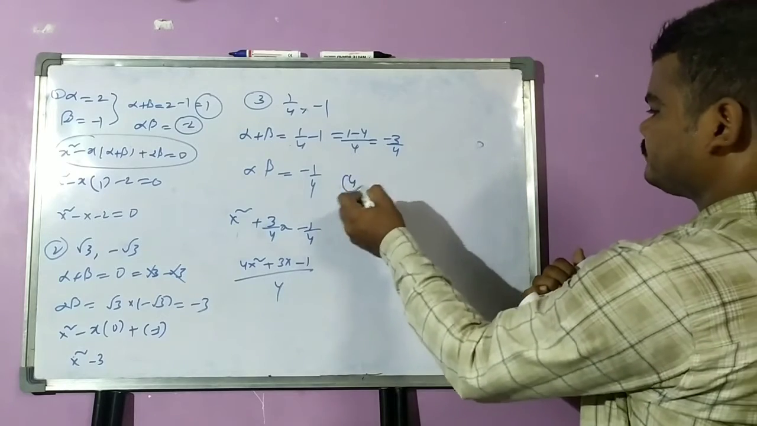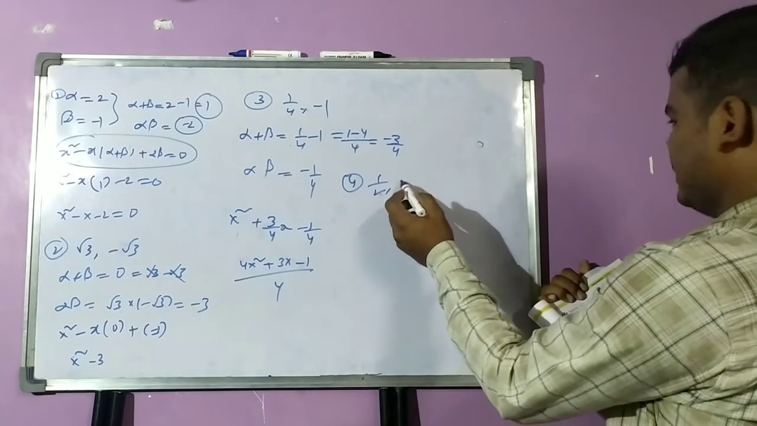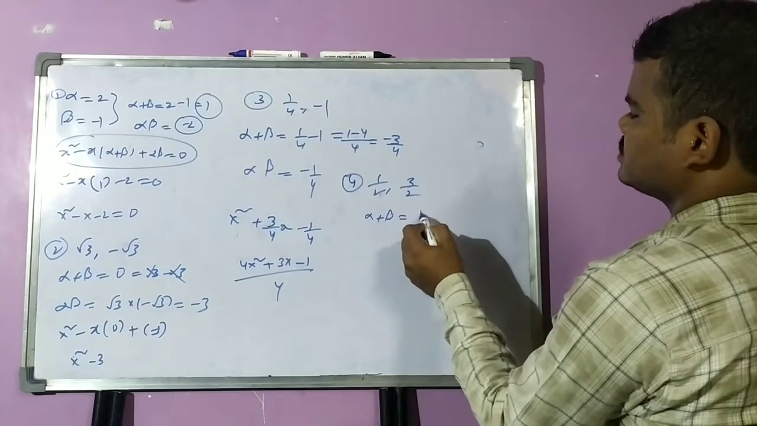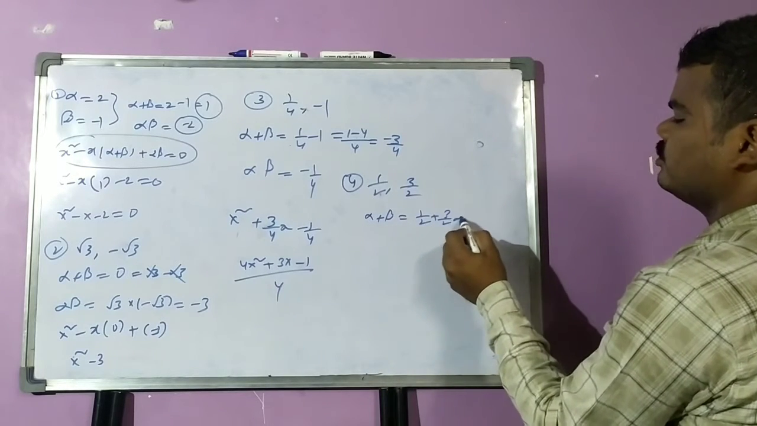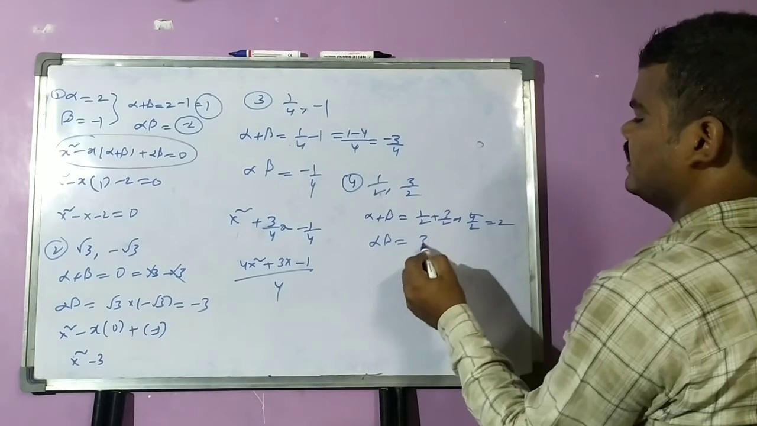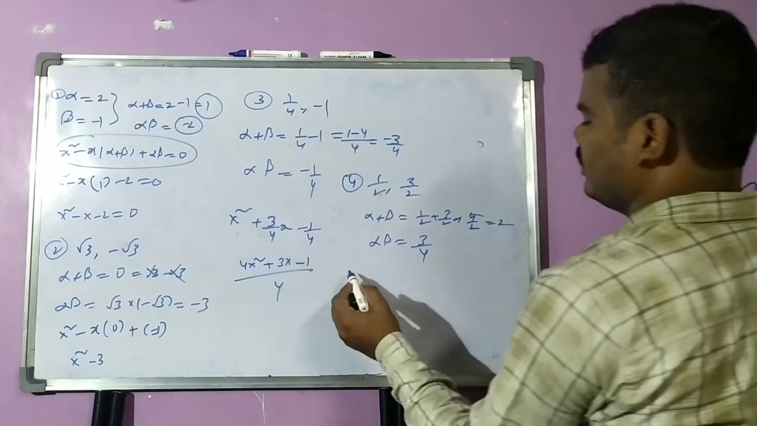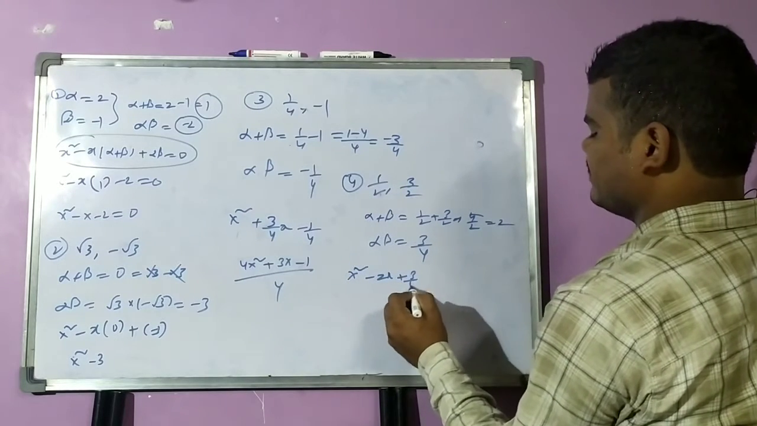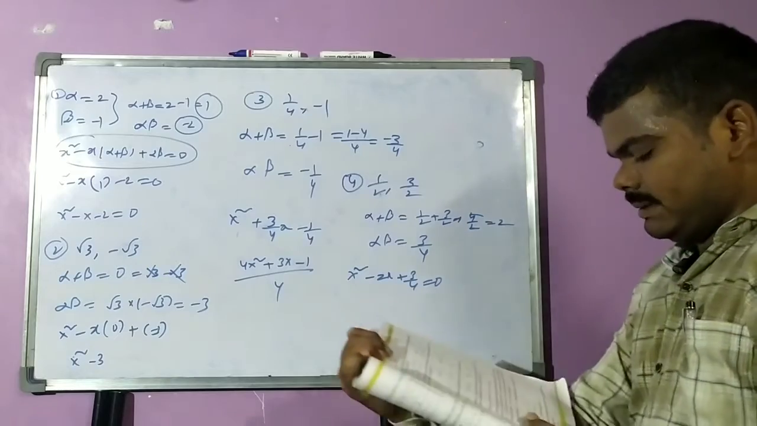Fourth one. 1 by 2 comma 3 by 2. Now alpha plus beta is equal to 1 by 2 plus 3 by 2, which is 4 by 2, equal to 2. Alpha into beta is 3 by 4. Now x square minus 2 into x plus 3 by 4 is the polynomial. Last one.